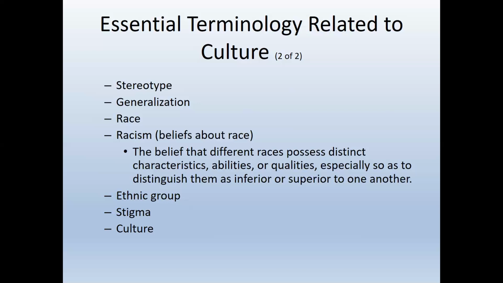But racism historically has been a belief that different races possess distinct characteristics, abilities, or qualities, especially so as to distinguish them as inferior or superior to one another. So these are basically a generalization that is then taken to a value level, so that a certain race is valued more than another.